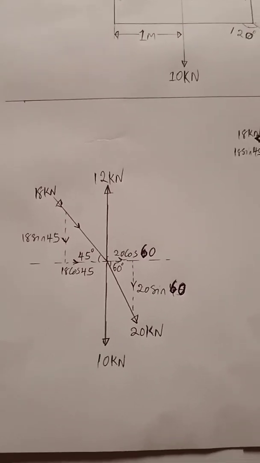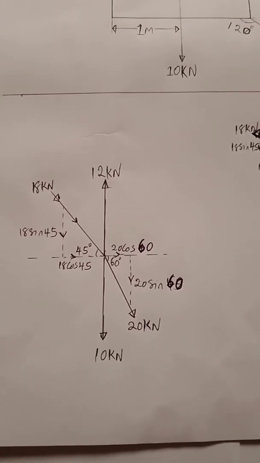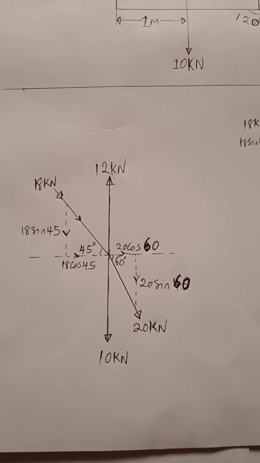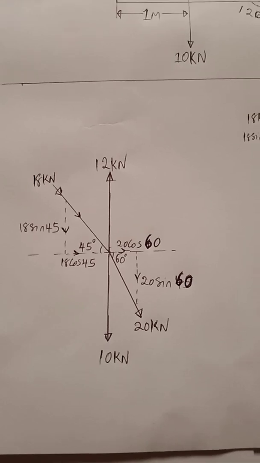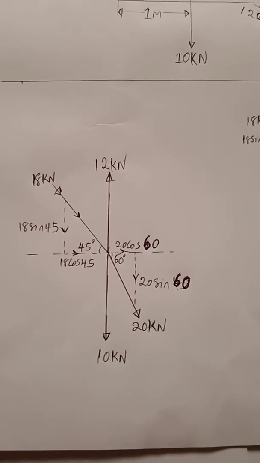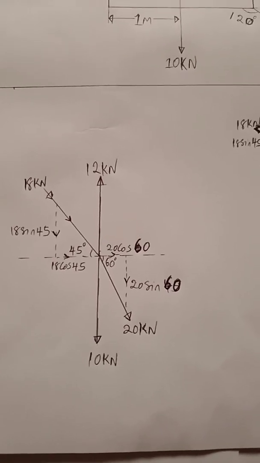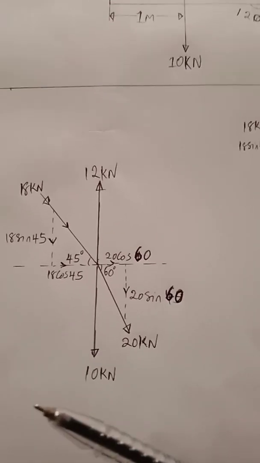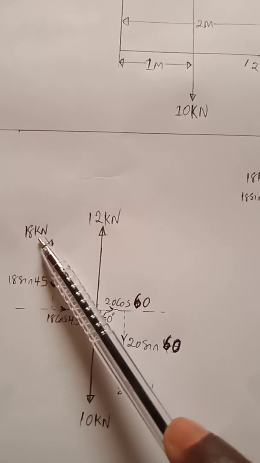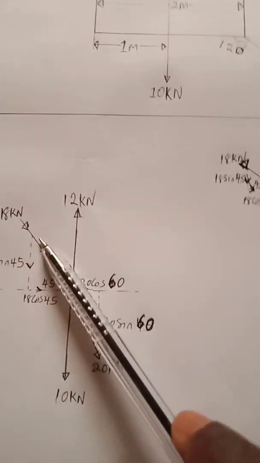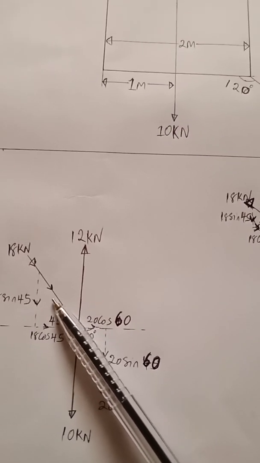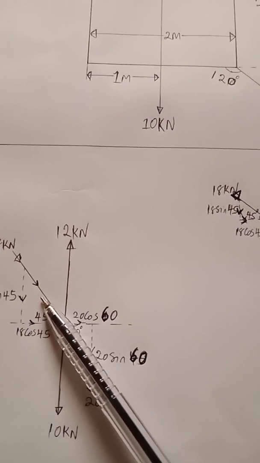So this contains all the forces: the 12 kilonewton, the 10 kilonewton, the 20 kilonewton, and the 18 kilonewton. For all the slant forces, we have to form a triangle, showing the direction of the force. Now let's start with this. You can see that this 18 kilonewton has an arrow pointing inward. So this is the force in this direction.